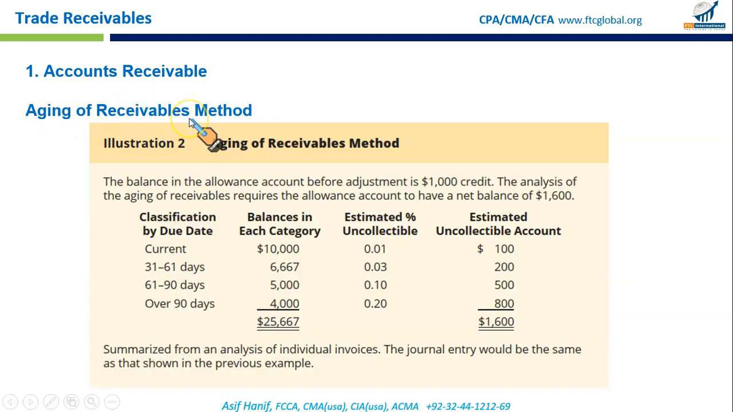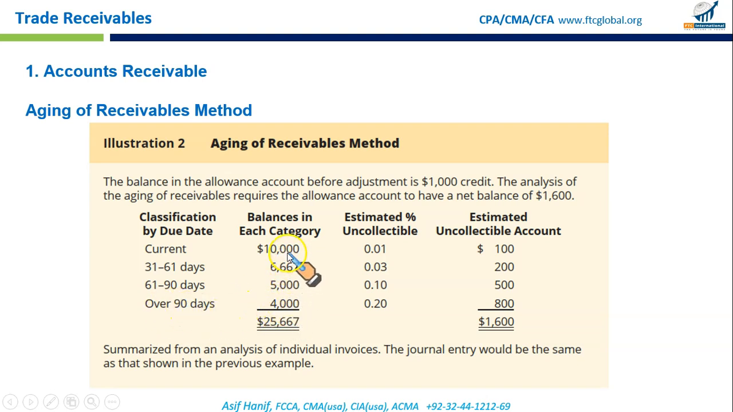Aging of receivables method. This is another method to estimate your uncollectible accounts by just categorizing your receivables based on how long they have been outstanding. Like, our current 10,000 receivable is just, we have sold goods to these guys, and then out of this total 25,667, 6,667 relates to those accounts which are only 31 to 61 days, and then 5,000 from 61 to 90 days, and over 90 days 4,000.